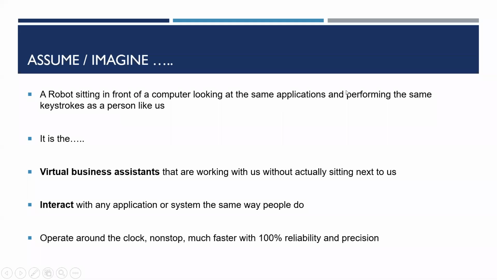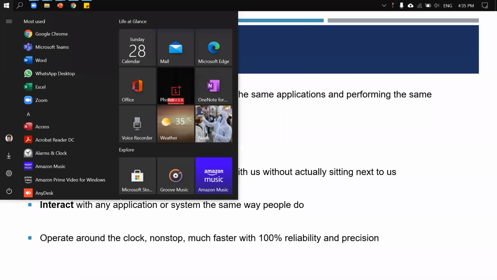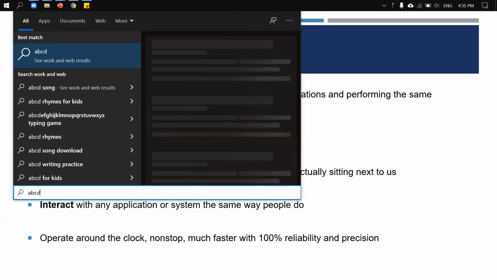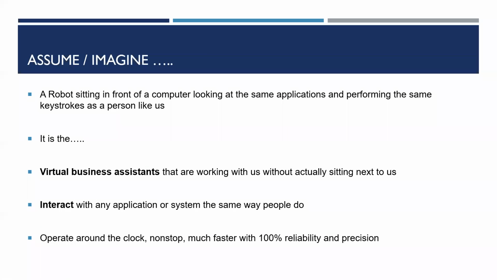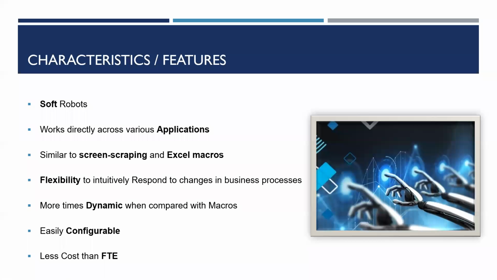The same way the mouse will move like this, the same keystrokes will be pressed, maybe A, B, C, D kind of. So this is the way a robot will work in our companies, and that too in finance and accounting domains, audit domains, or taxation domains, or whatever, right? So these are the characteristics of bots while executing the task.